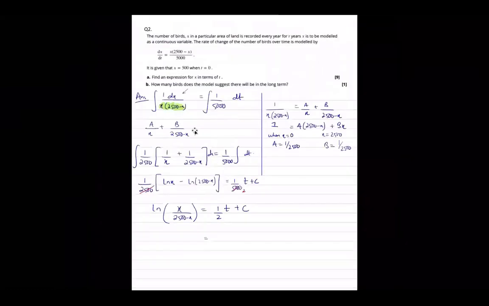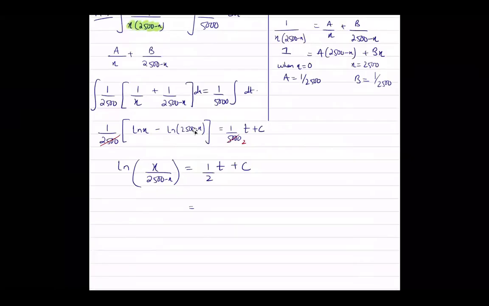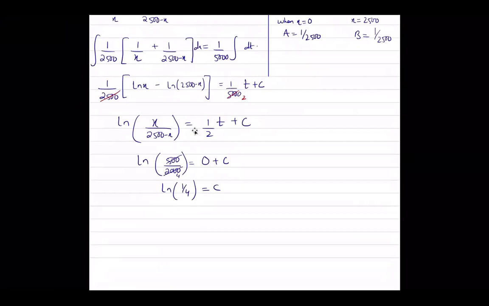Now I do have the boundary condition that when x is 500, t is 0. So if I plug t as 0 and x as 500, this is going to be ln 500 upon 2000, which is 1 upon 4. ln 1 upon 4 is the value of the constant. Therefore, ln x upon 2500 minus x is equal to 1 upon 2 t plus ln 1 upon 4.